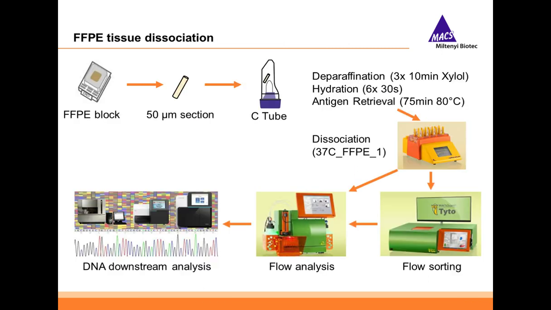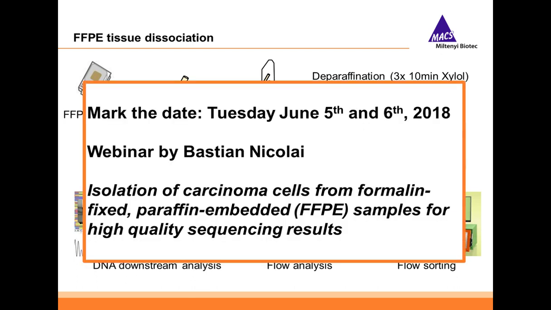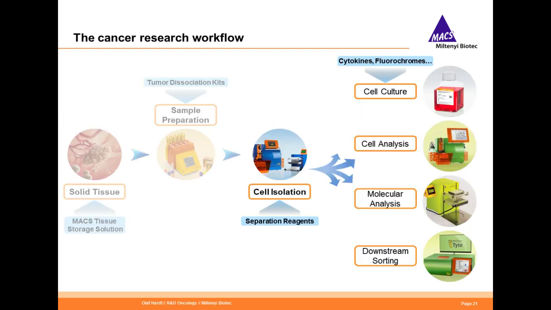So just a small side note, this was all now dissociation of viable tissues. We now have also recently released a method for dissociation and getting a single cell suspension out of formalin-fixed paraffin-embedded tissues, which you then can use for flow sorting, for example, for isolation of the tumor cells, flow analysis, and also DNA downstream analysis. And my colleague Bastian will also give a webinar beginning of June on exactly this tissue. So if you're working with FFPE tissue, please join the webinar and learn more about this very novel application. So with this, I want to finish with the sample preparation part and now go on to the cell isolation.